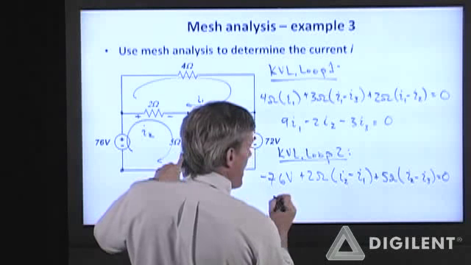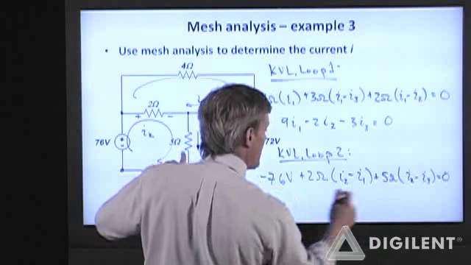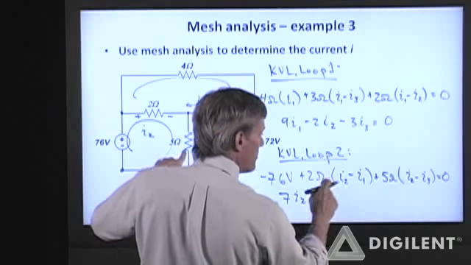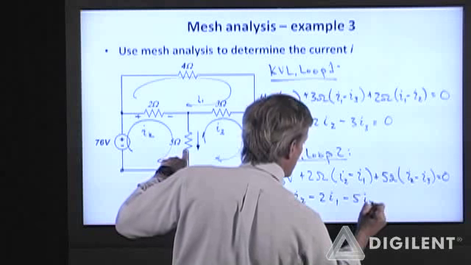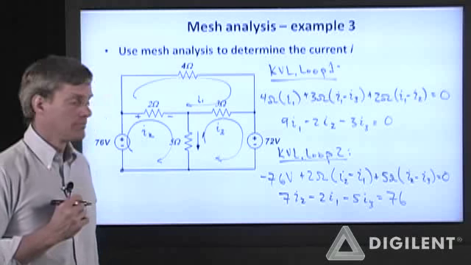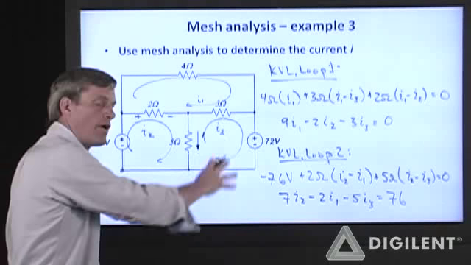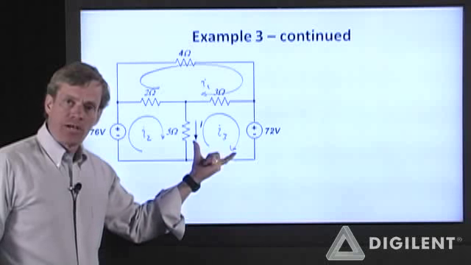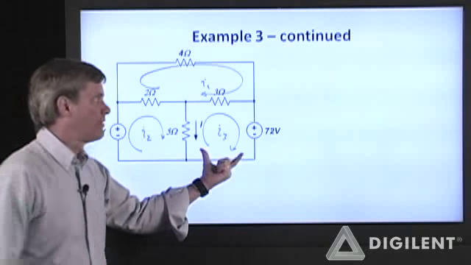Grouping terms, I have a 2 times I2 plus a 5 times I2 becomes 7I2 minus 2I1 minus 5I3 is equal to 76. I'm going to move to the next slide to write my final equation. Okay, these are the directions of the mesh currents that I chose and their associated loops. I still need to write my equation for I3.